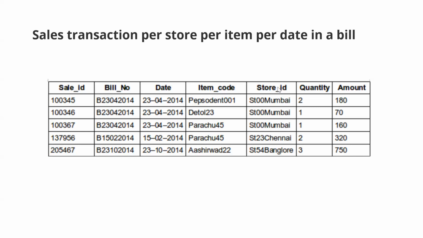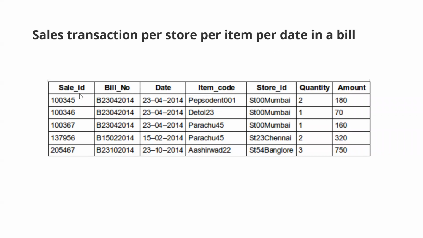Only you can see those are fact information, quantity and amount. Apart from that, all the things are foreign keys. Sales ID is not a foreign key. Sales ID you can say over here is the primary key in that fact table. Apart from that, everything is a foreign key. Store ID can be the primary key of the store dimension table. Item code can be a foreign key to the product table. Date keys are foreign keys which are present as a primary key in the date table, the date dimension.